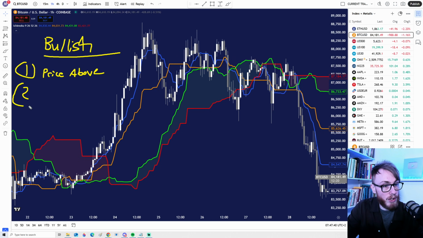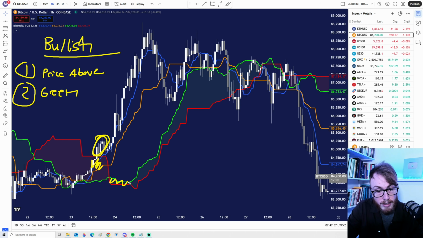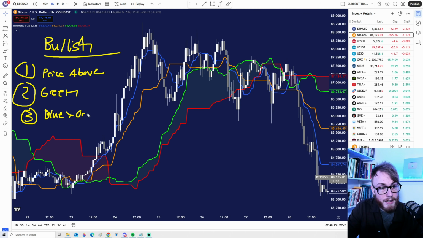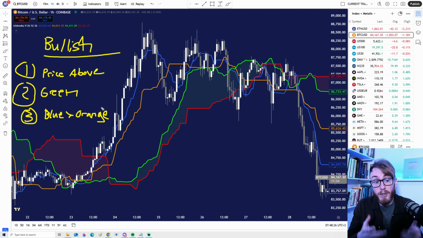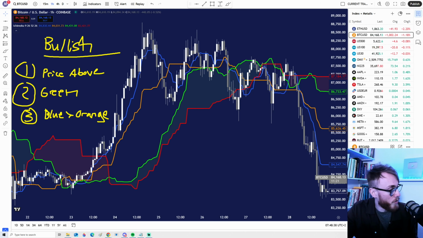But the second thing you want to look out for here is that the cloud is actually green, and this is not the same thing. So for example, you can see that right here, the price is above the cloud, right? But the cloud is still red. It's not until this part that it's actually green. So we want to look out for a green cloud. That is another bullish signal. A third thing here is that the blue line should be above the orange line. Or in other words, the conversion line should be above the base line. So for this trading strategy, let's look out for all of these factors.